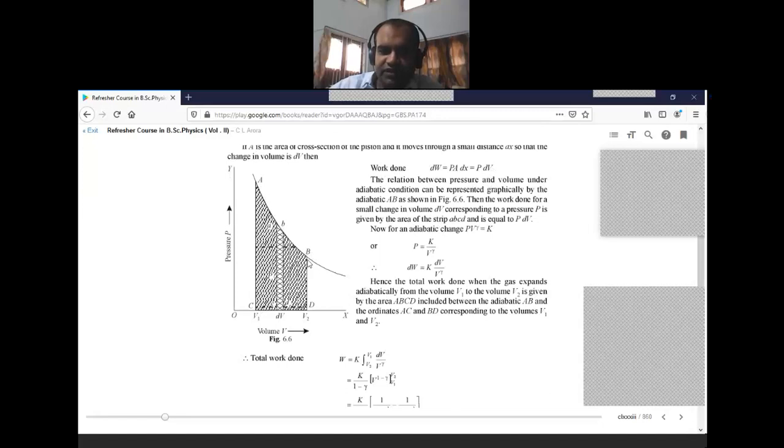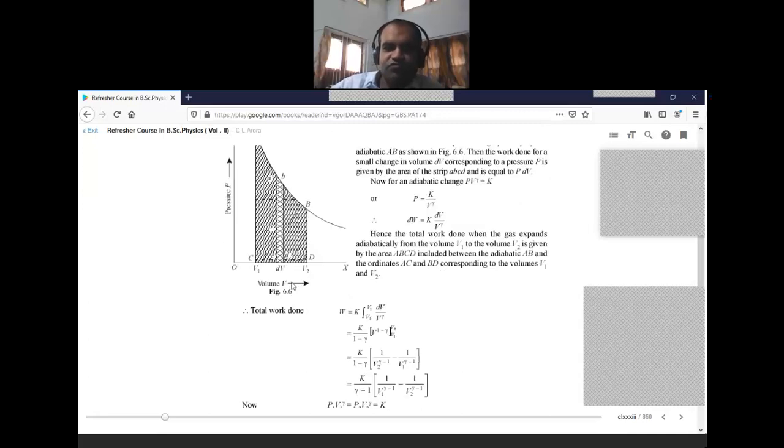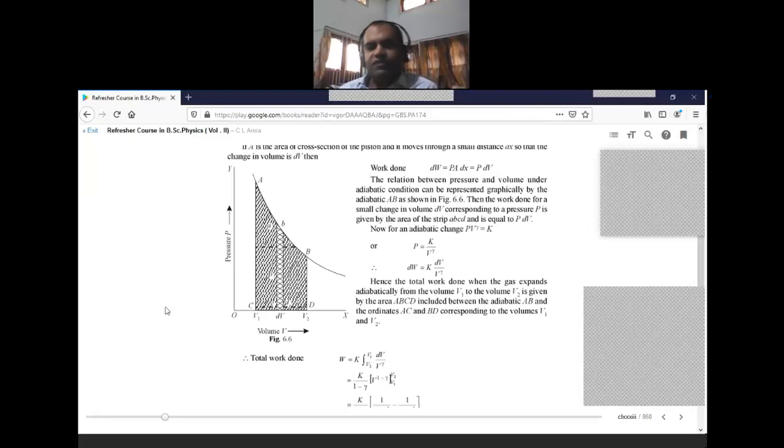Ordinates means the value along the y-axis. So between the adiabatic AB and the ordinates AC and BD, which correspond to volume V1 to V2. I hope you have understood this particular figure completely. It should not be a problem.